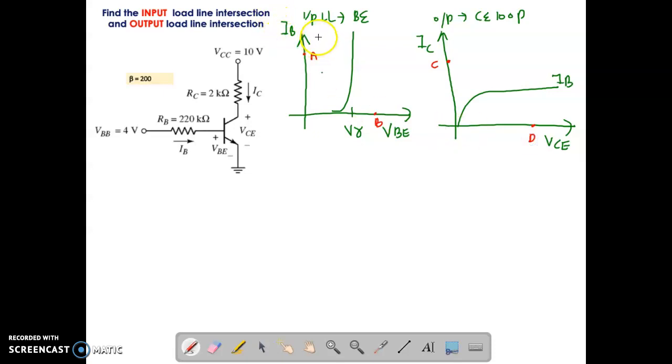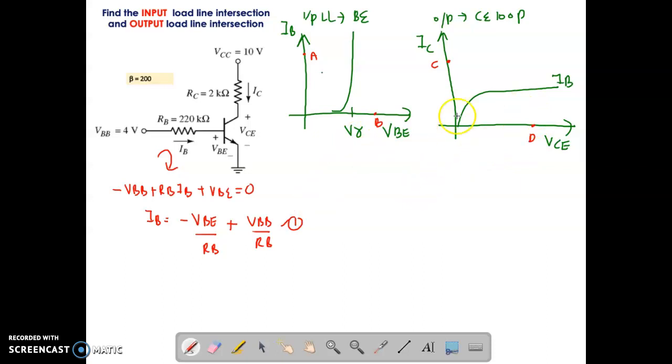So now let's start at the input load line. It means you need to have the equation at your BE loop. Starting from here, it becomes minus VBB plus RB IB plus VBE equal to 0. So you can get your IB equal to VBB minus VBE divided by RB. Sorry, so you get IB equal to minus VBE plus VBB, divided by RB. This is the equation for your input loop.